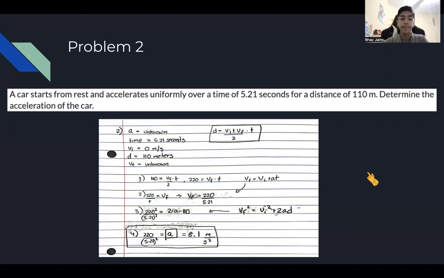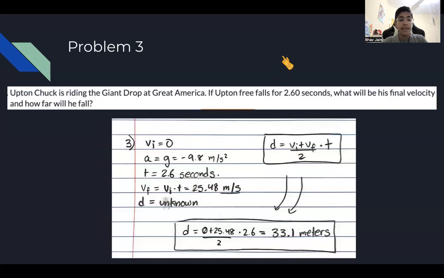And by doing so, we were able to find the final velocity and the acceleration of the car. For the next practice problem, Upton Chuck is riding the giant drop at Great America. If Upton free falls for 2.6 seconds, what will be his final velocity and how far will he fall?